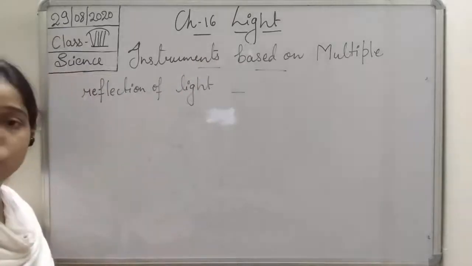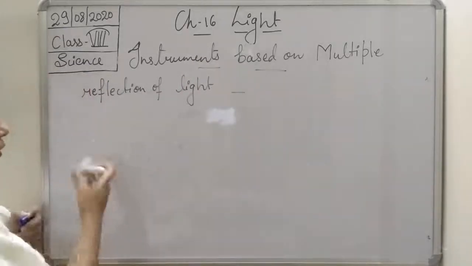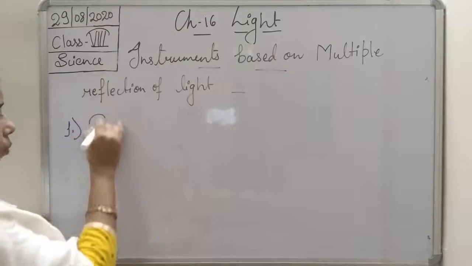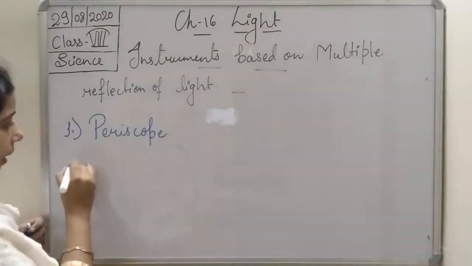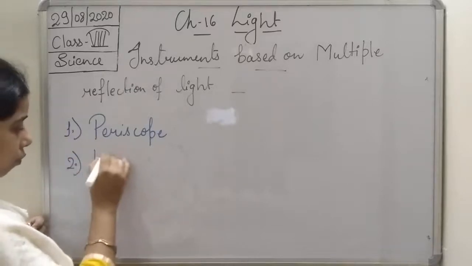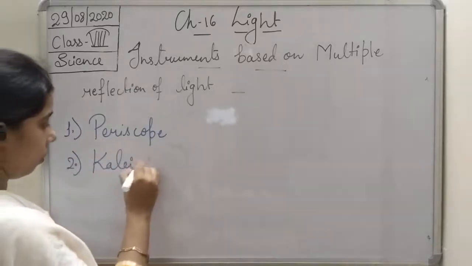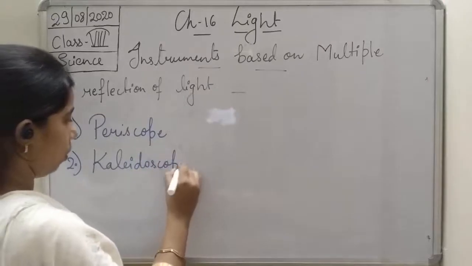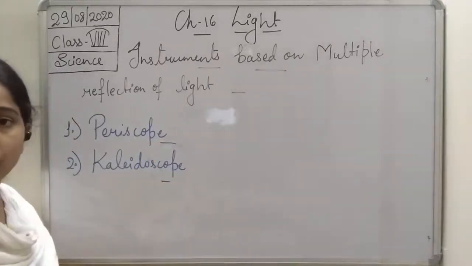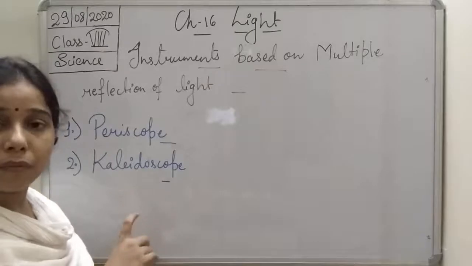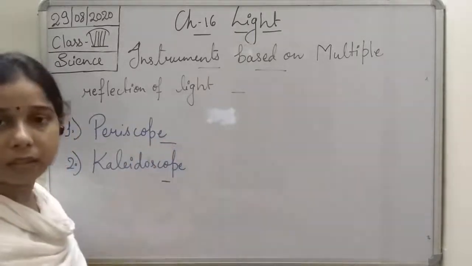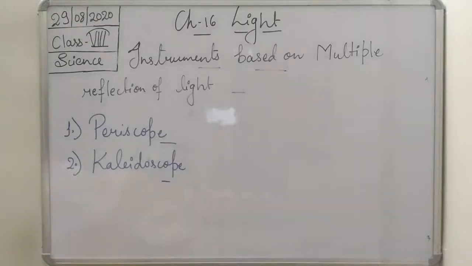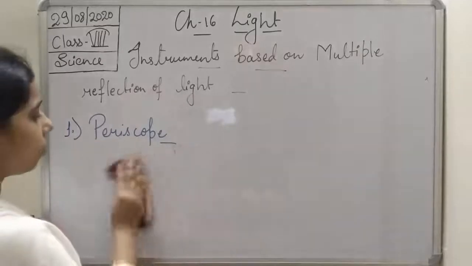What are these two instruments, students? The first one is the periscope, and the second one is the kaleidoscope. Both of them work on the principle of multiple reflection of light. So we will start with the periscope. Try to understand the periscope.